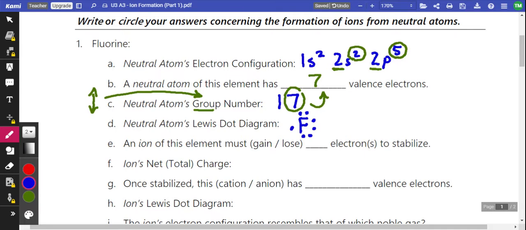Okay, so what we need to figure out is how fluorine is going to feel better than how it is right now as a neutral atom. If it's going to become an ion, it's going to either gain or lose electrons, and supposedly that should help it feel better somehow. So what we could do is look at the periodic table and figure out what atom or what element close to fluorine is kind of a role model for it. It's an icon. It's like the cool kid on the block.